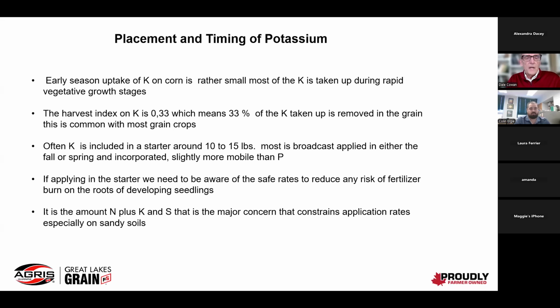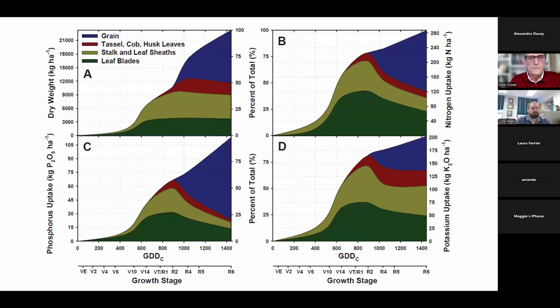And as we talk about starters, again, we talk about these safe rates of starter. We can't get too carried away in a 2x2 band by putting all of our potash on at that point. We can put some there, maybe 10 or 20 pounds, but we have to watch that N plus K and S relationship. And it's more of an issue on sandy soils with low buffering capacity. And when they're dry is when you run into the biggest constraints on application rates.